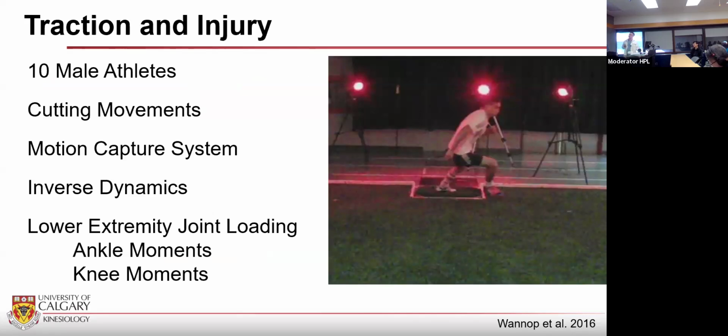We then had 10 male athletes perform a variety of cutting movements in these 3 different cleat conditions. We used our motion capture system downstairs, so we used the cameras and the force plate. And using an inverse dynamics analysis, we calculated and quantified the lower extremity joint loading, so the resultant ankle joint moments and the resultant knee joint moments in each of the conditions.